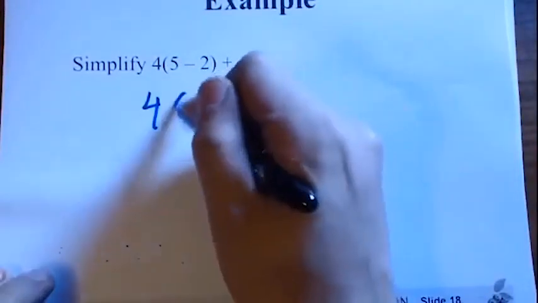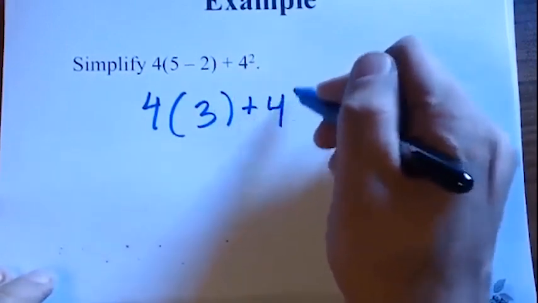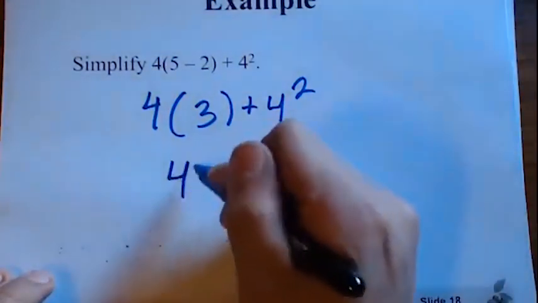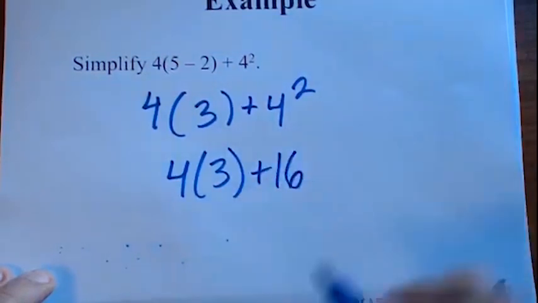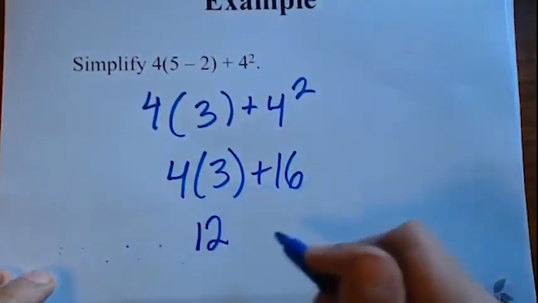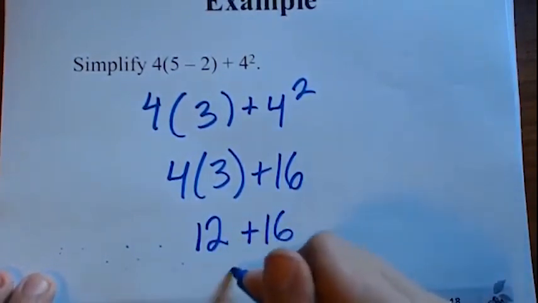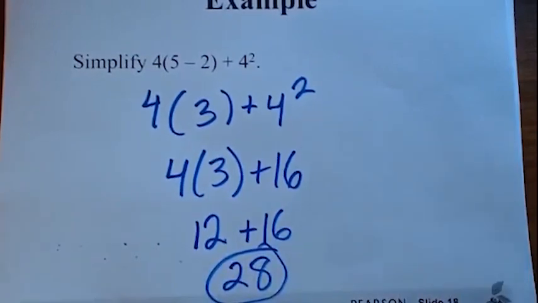Okay, first, inside parentheses, 5 minus 2 is 3. So 4 times 3 plus 4 squared. The exponents: 4 squared is 4 times 4, that's 16. The multiplication, 4 times 3 is 12. And then finally, 12 plus 16 is 28.